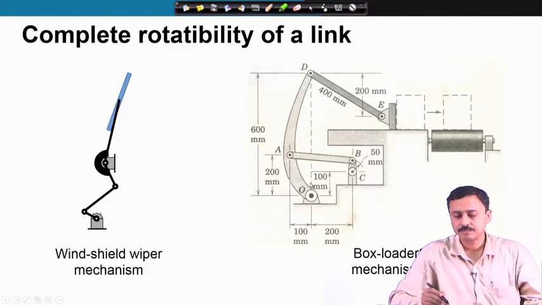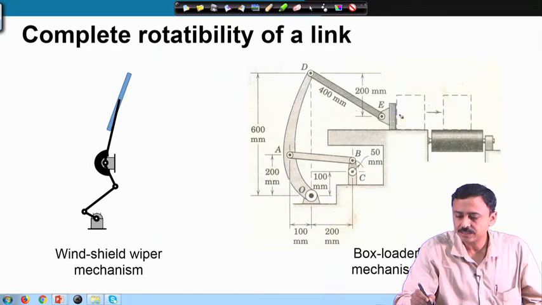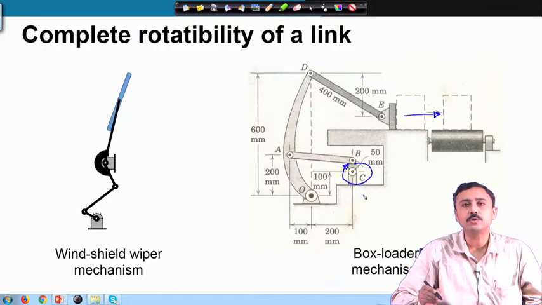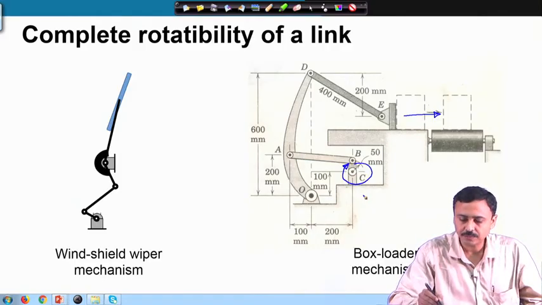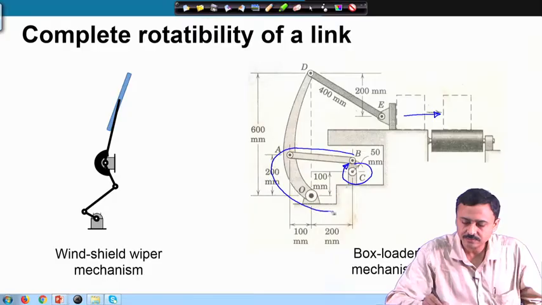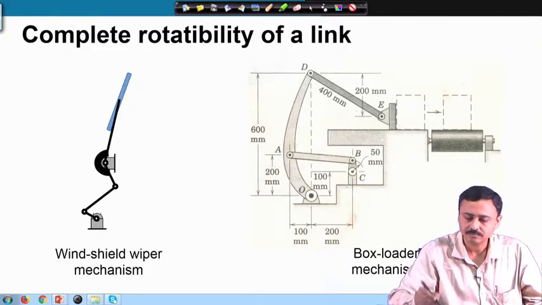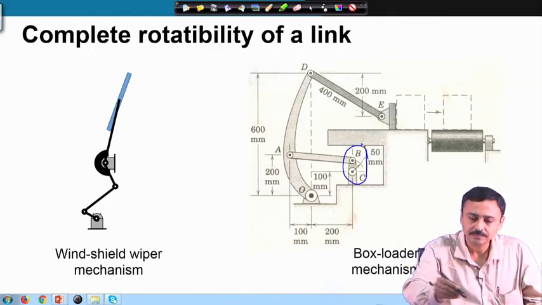This is another example. This is a box loader mechanism. What it does is it pushes boxes onto the conveyor. Here is the link that is connected to a rotary motor, and it must rotate continuously. Therefore, in this 4R chain, the link BC should be able to rotate completely.